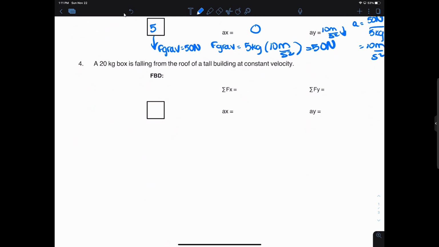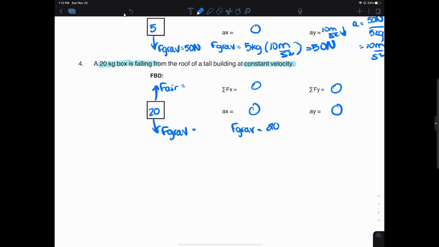Now we have a 20 kilogram box falling from a roof at constant velocity. So 20 kilograms, constant velocity. We've got F grav. It doesn't tell us to neglect air resistance, so we've probably got air resistance. And since it's going to be balanced forces, we know we're going to have something balancing off gravity. So we've got 20 kilograms times 10 meters per second squared equals 200 newtons. So we've got 200 newtons here, and it's balanced, so it's 200 newtons upwards.